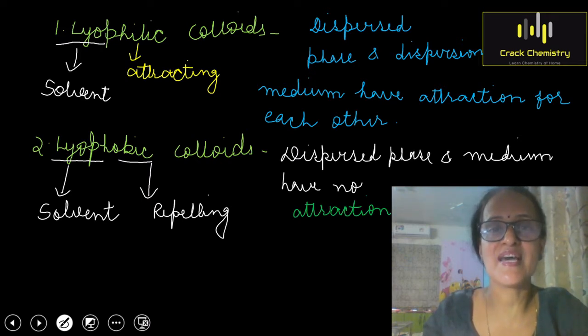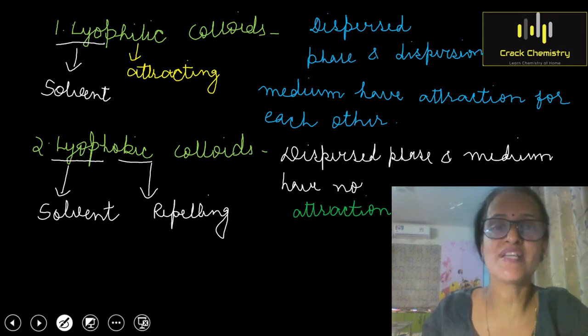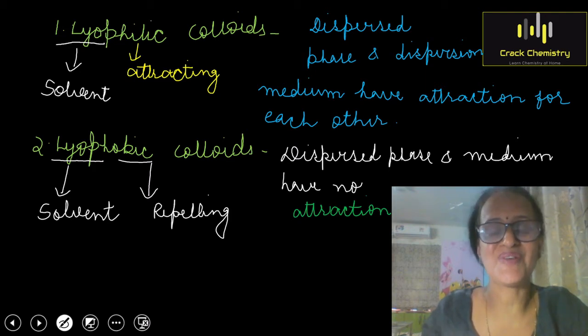Lyophobic colloids, as there is no attraction between dispersed phase and dispersion medium, cannot be prepared simply by mixing dispersed phase with dispersion medium. We need some special methods to prepare them, as in the case of lyophobic colloids, there is no attraction between dispersed phase and dispersion medium. So the particles in lyophobic colloids are not surrounded by a layer of solvent. So this is the reason lyophobic colloids are less stable.